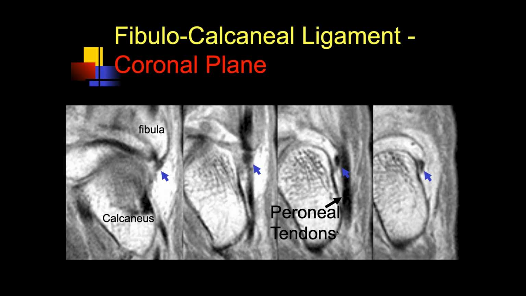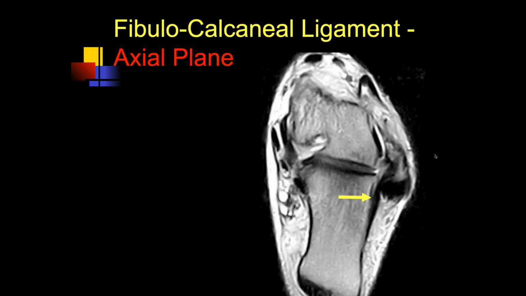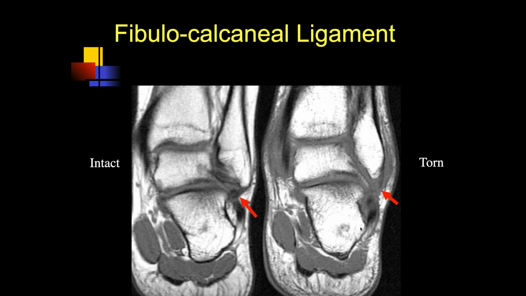So let's go on to the fibulo-calcaneal ligament. It can be seen in all the planes, but in the coronal plane, it comes off the distal tip of the fibula, comes down deep to the peroneal tendons, and then posteriorly and inferiorly to where it attaches to the calcaneus here on the lateral side. That's the coronal. On the axial images, we can see it coming off the distal fibula deep to the peroneal tendons and then attaching to the lateral aspect of the calcaneus.